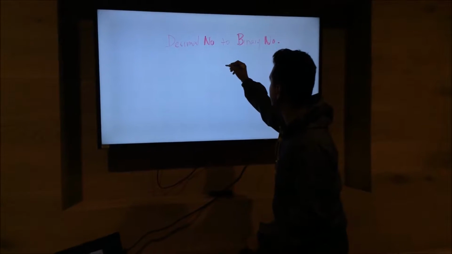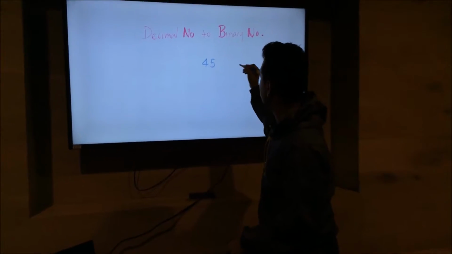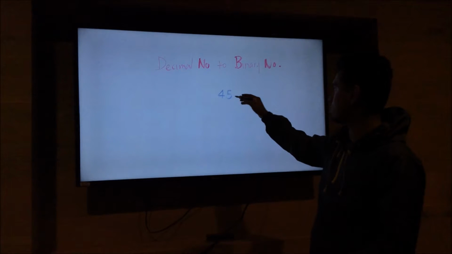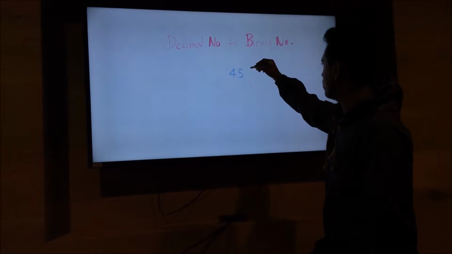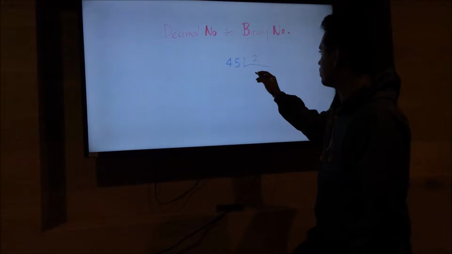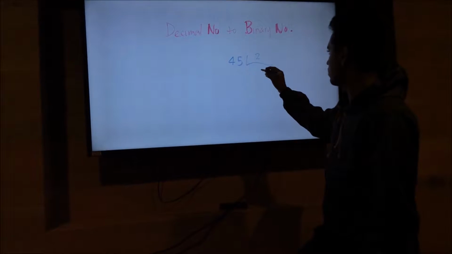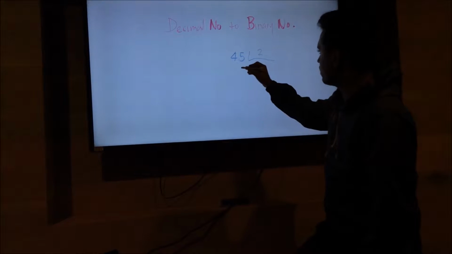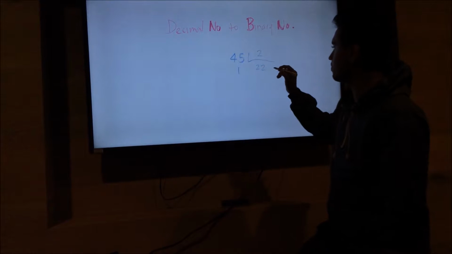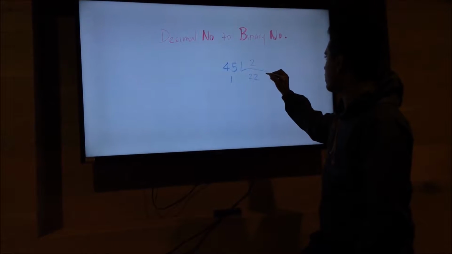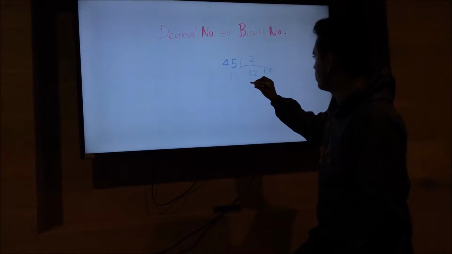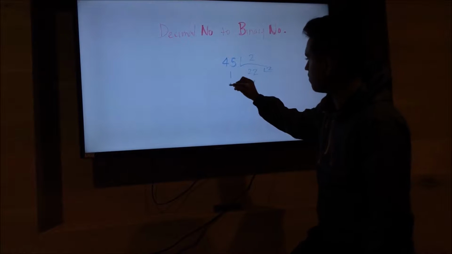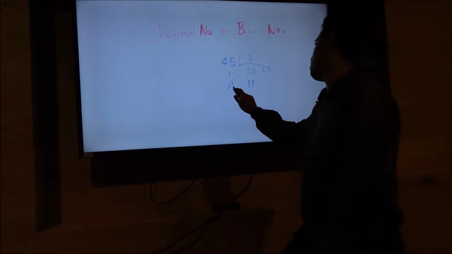a decimal number, for example 45, to a binary number. First, you have to write down the number. After that, divide it by 2, and it will give us 22. We get a remainder, which will be 1, and then 22 is divided by 2 again, and it will give us 11. Now we don't have a remainder, so it will be a 0.